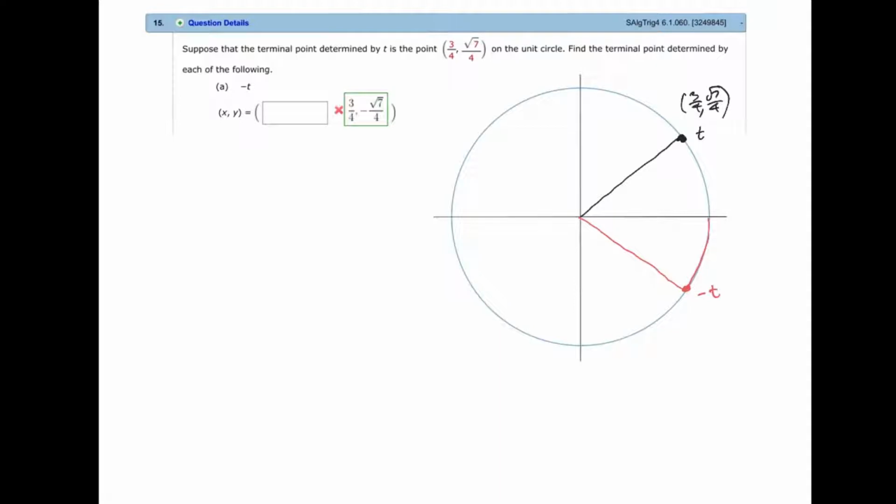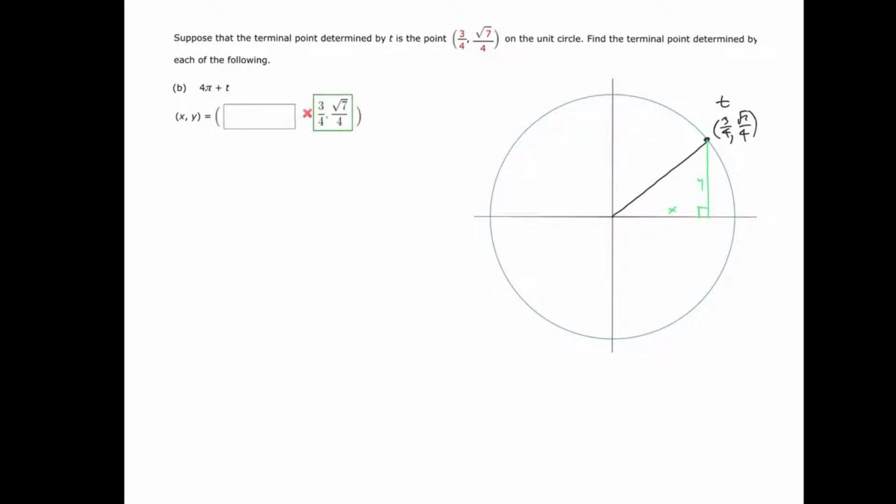If we were to form right triangles by extending verticals from the terminal point to the x-axis, we would find that the x-coordinate for each of these right triangles would be the same, and the y-coordinate would be the same, except for the fact that in the fourth quadrant, the y-coordinates are negative. Therefore, the coordinates of this point would be (3/4, -√7/4).